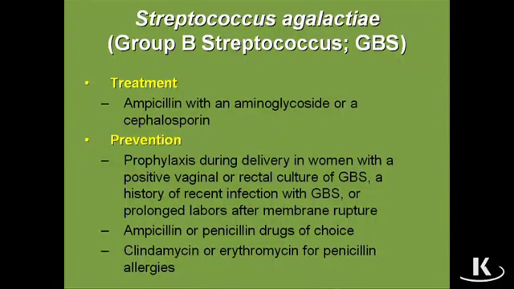Treatment with Group B strep is ampicillin with an aminoglycoside or a cephalosporin. Honestly, for meningitis, any of the meningitis questions, it is always safer to go with a cephalosporin, okay? And prevention is what I was talking about earlier. Prophylaxis is that we treat her. If she's Group B strep positive, we're going to treat the mother during delivery, all right?